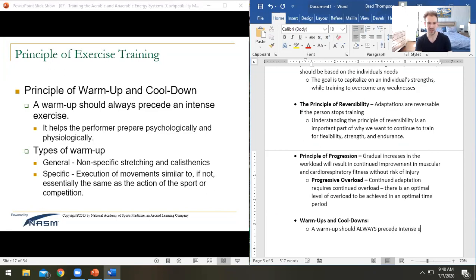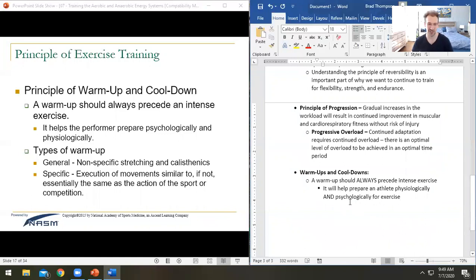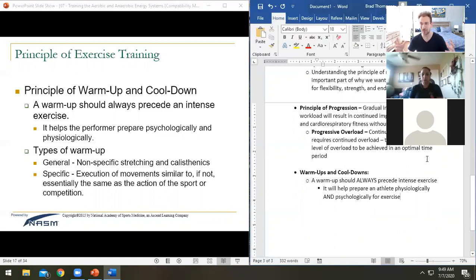precede intense exercise, right? The purpose of a warm up is to help prepare an athlete physiologically and, this is important, psychologically for exercise. I cannot say how important the psychological part is. It really, really is actually important. It gets you all of your good habits.